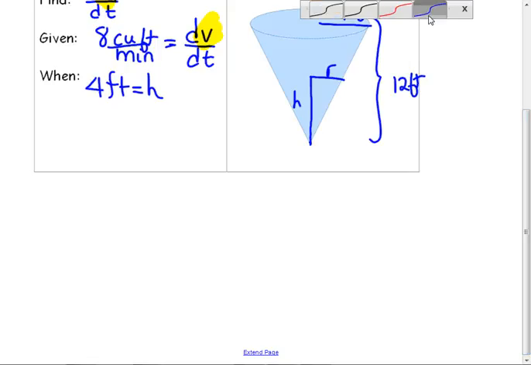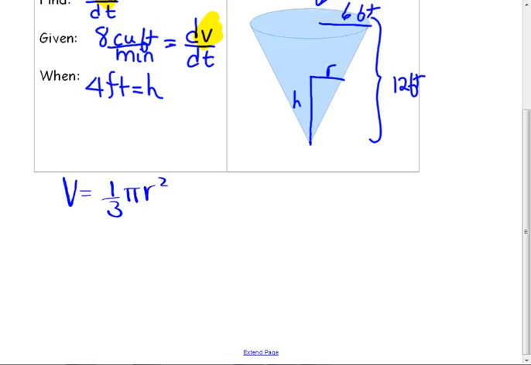No, it's one-third. One-third, the area of the base, pi r squared, times h.